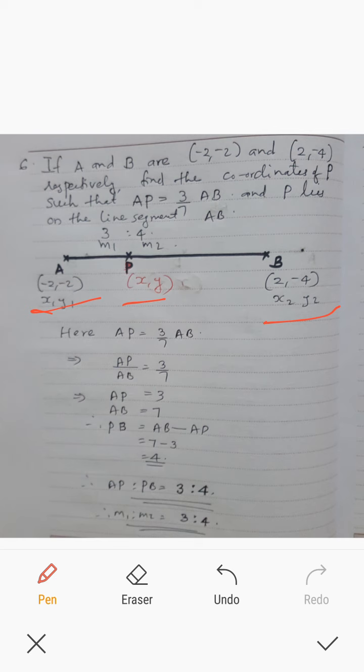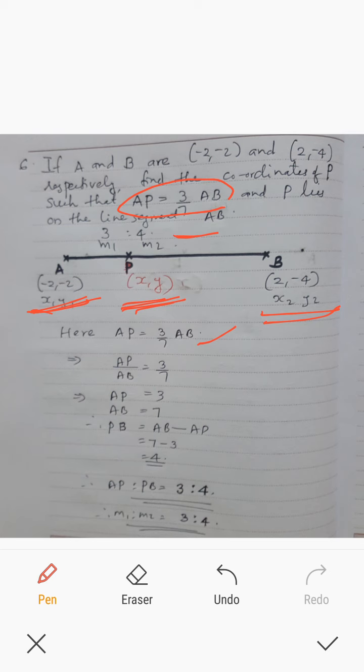Finally, what are we asked to find? We are asked to find the coordinates of P. If we want to find the coordinates of P, which three measures should be given? Coordinates of endpoint A, coordinates of endpoint B, and the ratio of division. Here we have to do something with the ratio of division. See, it is not given directly. We are told that AP equal to 3 by 7 AB. It is a clue, a hint for finding the ratio.